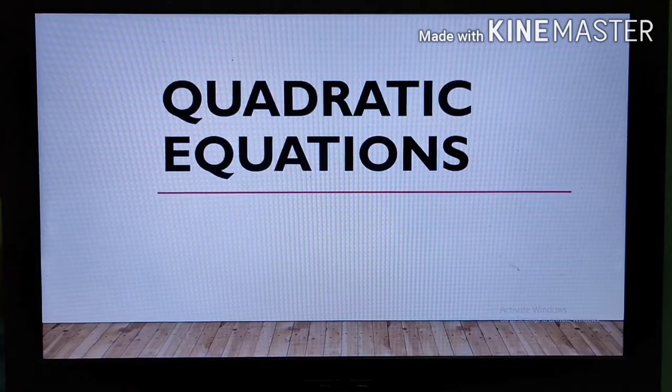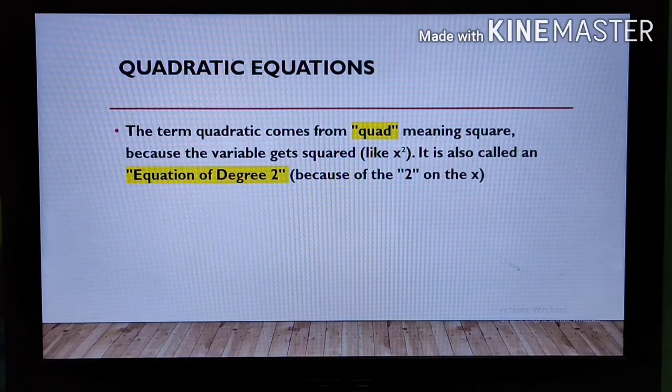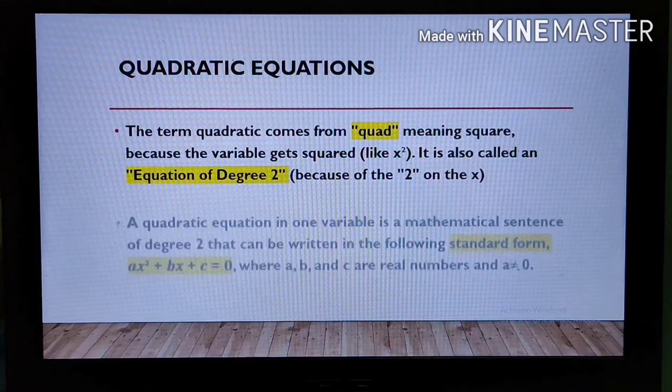Our topic for this vlog is all about quadratic equations. So what do you mean by quadratic equations? The term quadratic comes from quad, meaning square, because the variable gets squared, like x squared. It is also called an equation of degree 2 because of the 2 on the x.